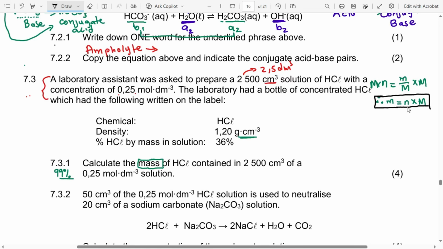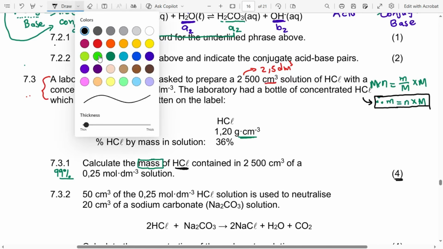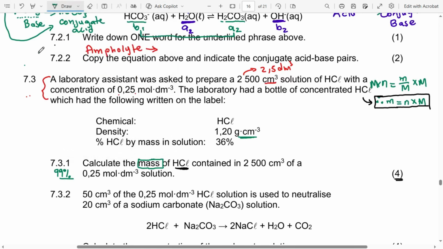So you can say that we need the number of moles of what? The number of moles of HCl. We need the molar mass of HCl. You substitute, the 4 marks, it's yours. So the formula will tell you what you need to do. First things first, we need to calculate the number of moles for that HCl.